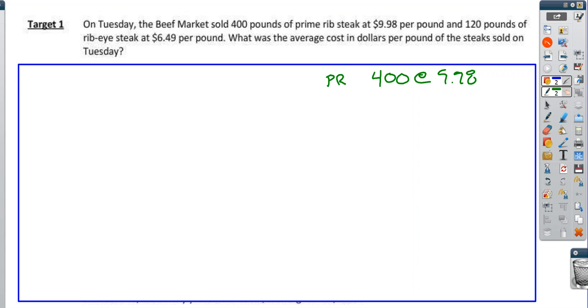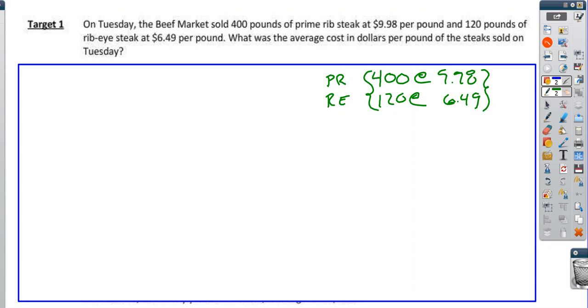And then we're looking at ribeye also, and we sold 120 pounds at $6.49. We are being asked what is the average cost in dollars per pound of steak sold on Tuesday. Now, here's the thing. It's really tempting to just average these two things, but you can't because the quantities are different.